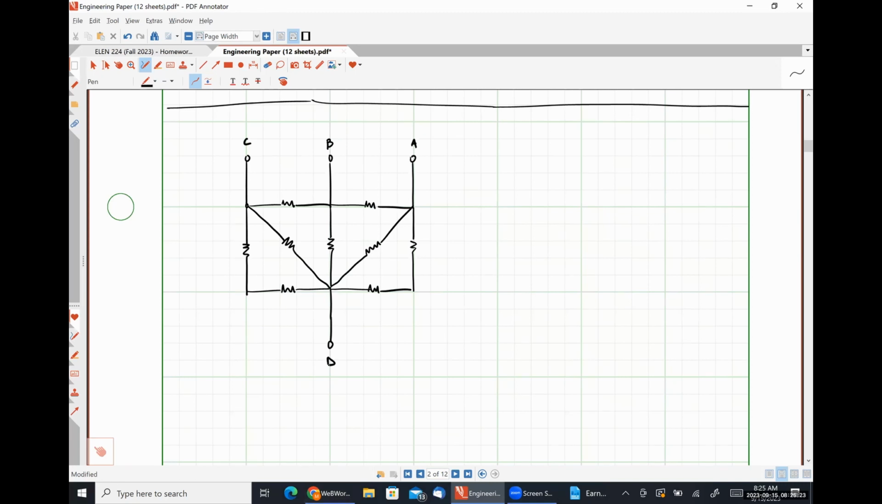D down here. And let's just make up resistor values. So this will be 60, 30, 10, 25, 100, 50, 75, 40, and 90.